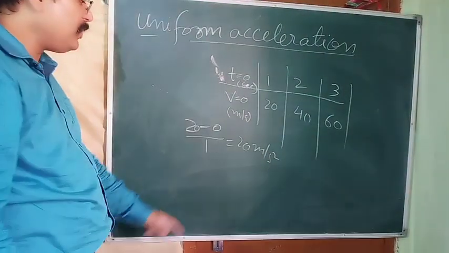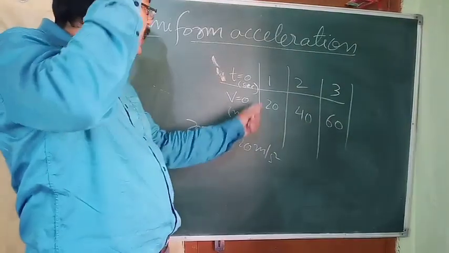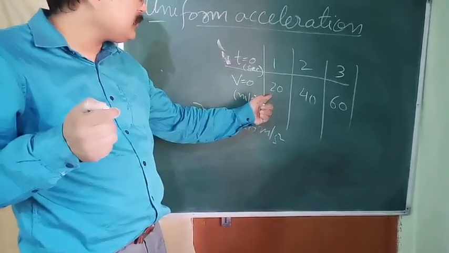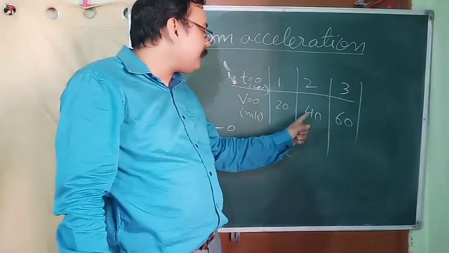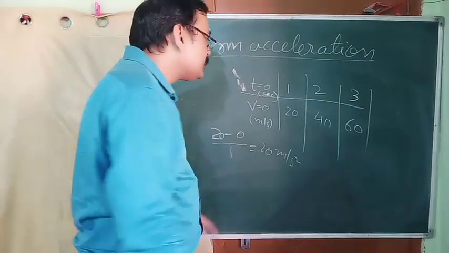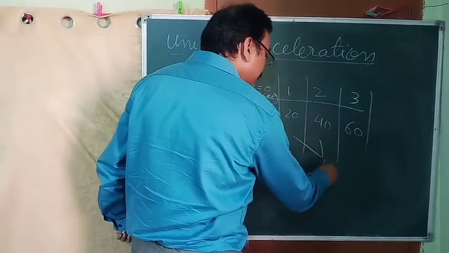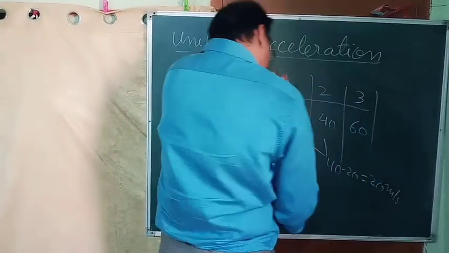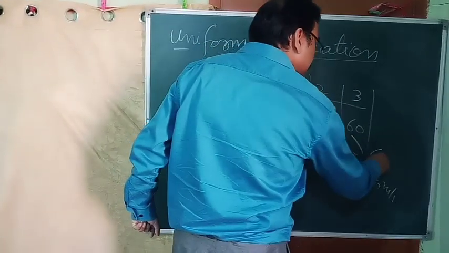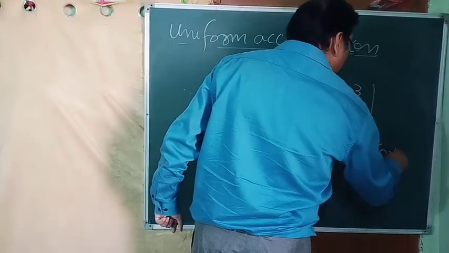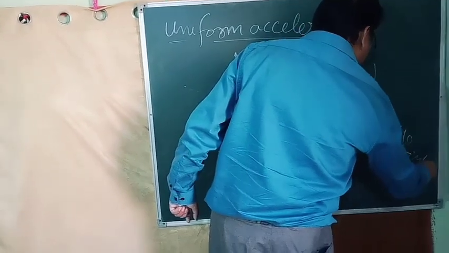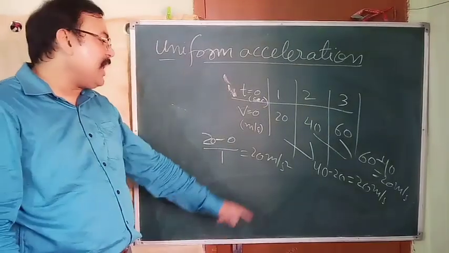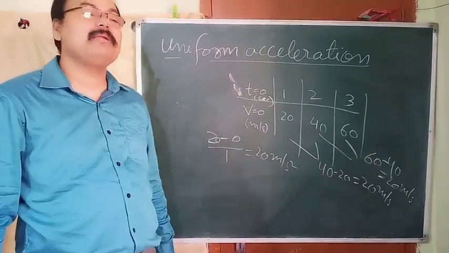Why are we getting this 20 meter per second square? You can see here, in every second, how much is the increase in velocity? 20 meter per second. Again, 40 minus 20 gives 20. In the third second also, 60 minus 40 gives 20 meter per second. So in each second velocity is increasing by 20 meter per second, and that's why its acceleration is 20 meter per second square.